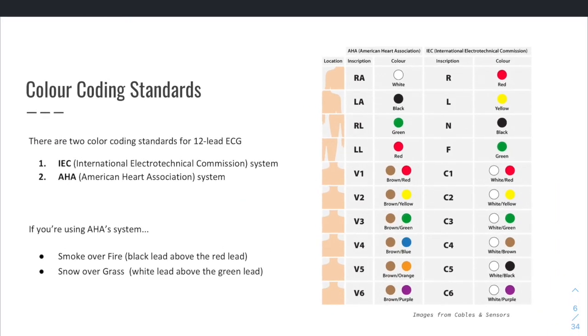If you're using the American Heart Association system, you're thinking your left leads are smoke over fire, with your black lead above the red, and then the right leads are snow over grass, where your right arm lead is the white one, and the right leg lead is the green one. So that's just a little bit on lead placement.